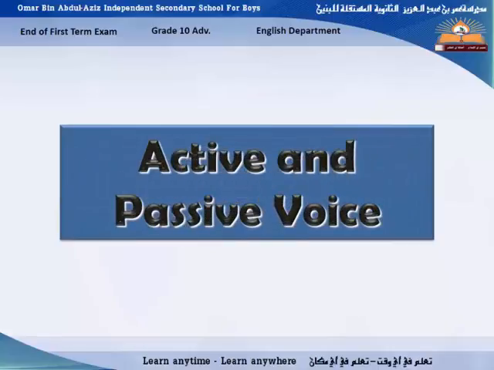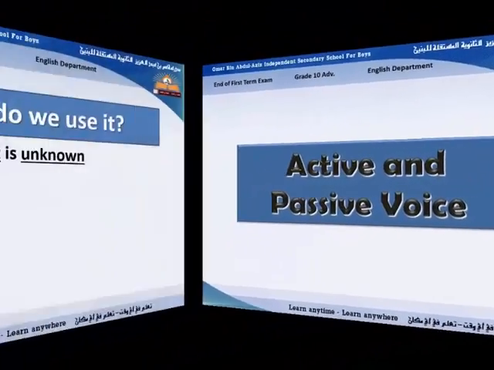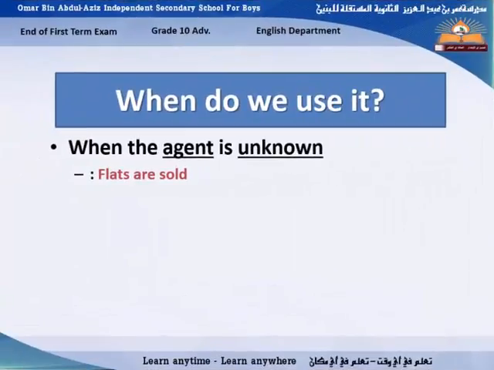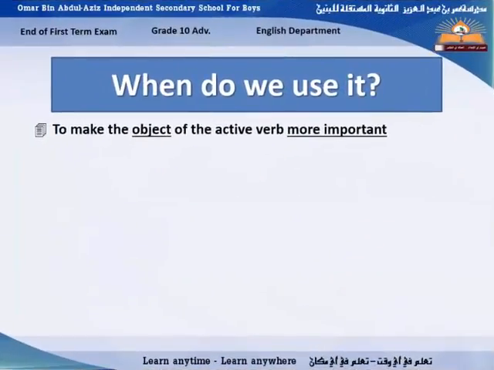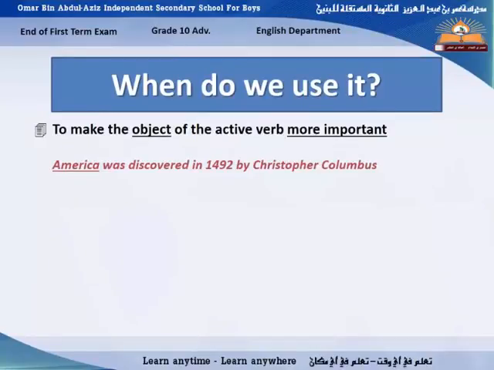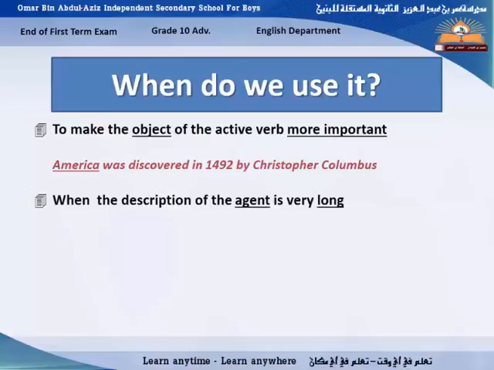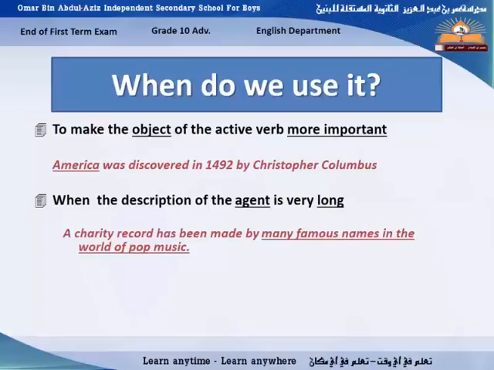In this part, we will discuss active and passive voice. When do we use it? When the agent is unknown, for example: flats are sold. To make the object of the active verb more important: America was discovered in 1492 by Christopher Columbus. When the description of the agent is very long: a charity record has been made by many famous names in the world of pop music.